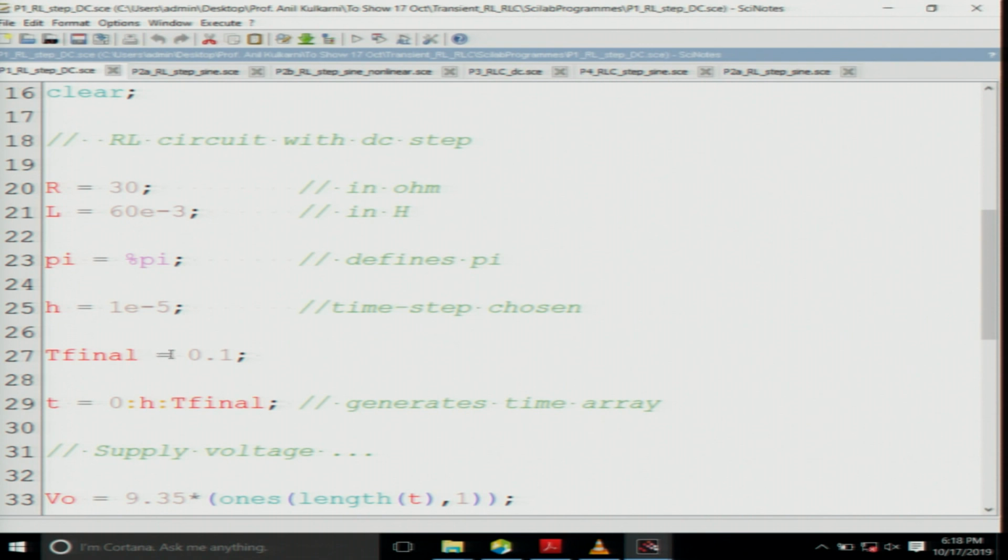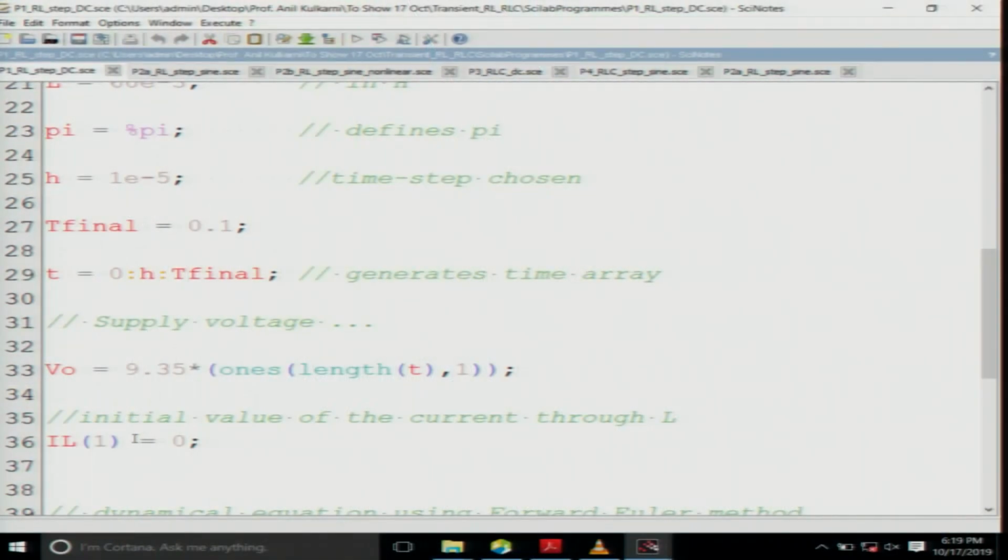In fact, the time constant of this circuit is L by R, which is 60 millihenry divided by 30, simply 20 milliseconds. So, this h is chosen to be much lower than that. Perhaps we can work with a larger value of h. That will make our simulation a bit faster, because we can have fewer time steps in 0.1 seconds. So, what we are doing here is a circuit with a DC input, and we are switching the DC input at time t equal to 0, and using that we can actually see if we get the kind of response we expect to get.